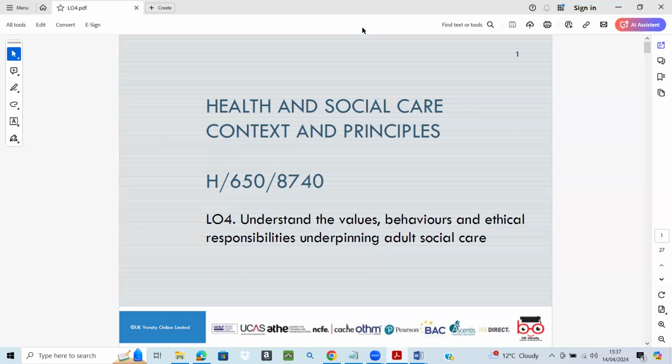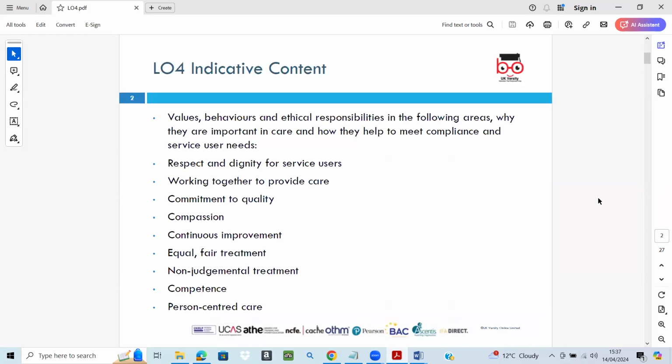So, this is the initial part of this unit and learning outcome 4. Now in the next slide, we have indicative content, and we have some bullet points here. We are going to explore some key areas of values, behavior, and ethical responsibilities in adult social care. Let's start with respect and dignity for service users.